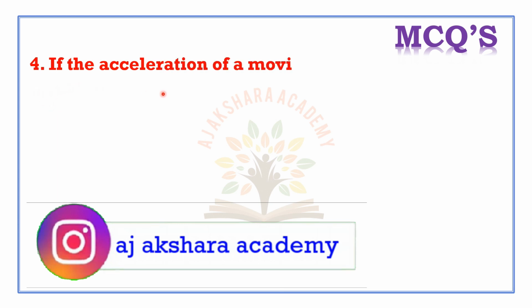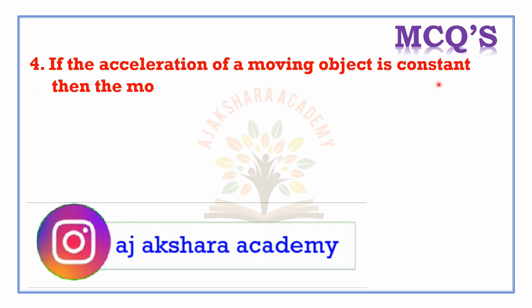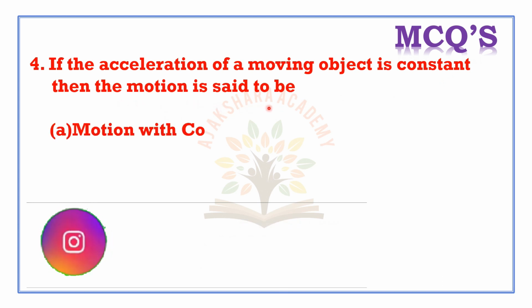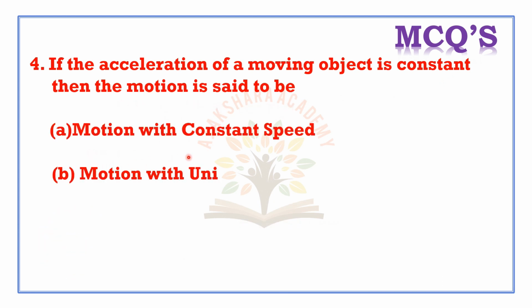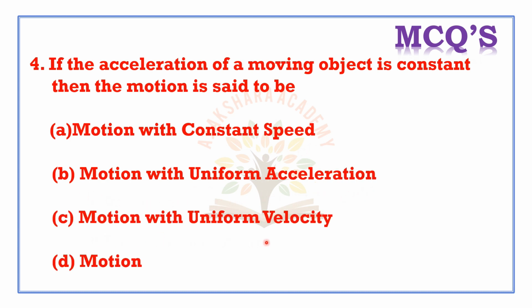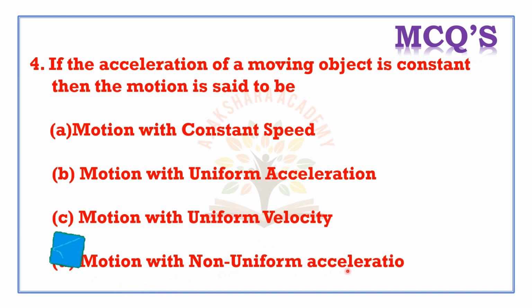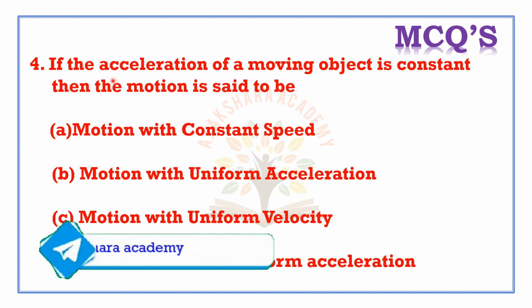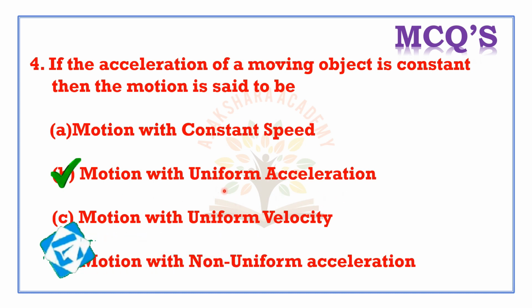Next, fourth one. If the acceleration of a moving object is constant, then the motion is said to be: motion with constant speed, motion with uniform acceleration, motion with uniform velocity, or motion with non-uniform acceleration. Here the acceleration of the moving object is constant, so it is motion with uniform acceleration. It is moving with constant acceleration. So that is the motion with uniform acceleration.